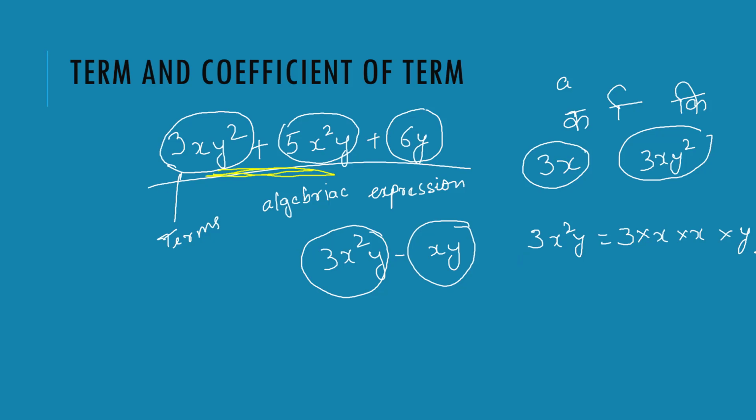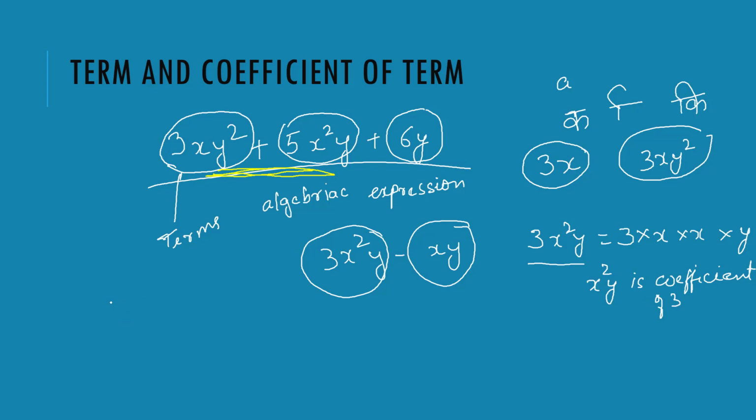Now, if I ask the coefficient of 3 in this term, what will it be? You exclude 3 because that is what I have asked, and tell me the remaining things. So we can forget about 3 and tell x square y is the coefficient of 3. That means 3 multiplied by x square y will give me 3x square y. So let me do a quick check.